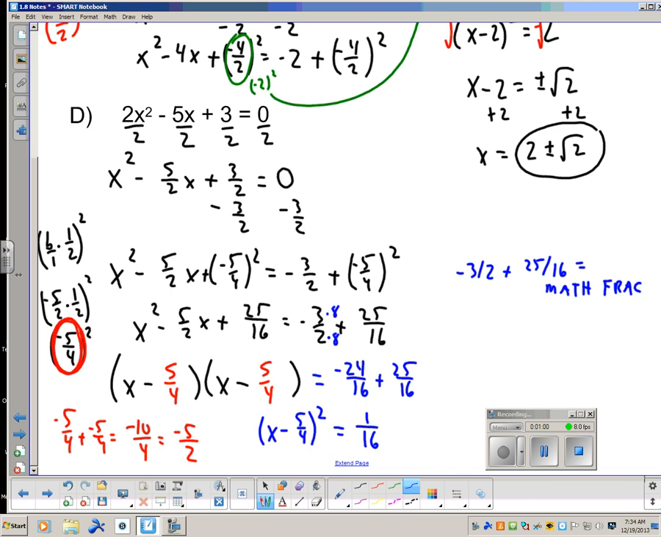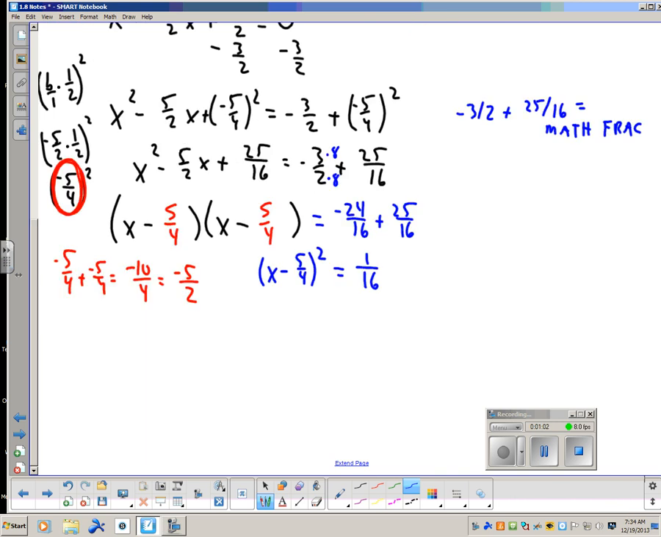So now we can go ahead. We've got our nice perfect square there, so let's take the square root of both sides. When I do that on the left-hand side, I get x minus 5 fourths. On the right-hand side, I can take the square root of 1 up there, I get 1. I can take the square root of my denominator down there, I get 4. So now I just got to simply bring over 5 fourths, so I'm going to add 5 fourths to both sides.